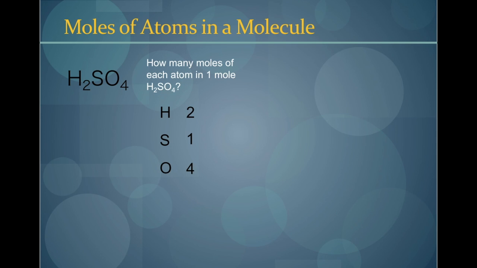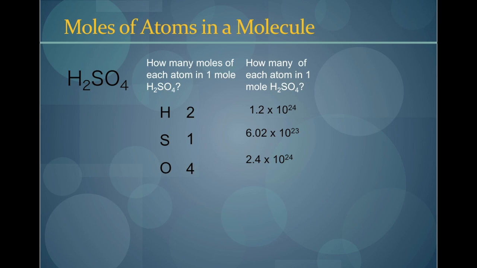All right, so the next question is how many of each kind of atom are in 1 mole? So again, we can use our conversion. So basically 6.02 times 10 to the 23rd, and multiply that times each of these numbers to figure out the number of atoms. So 2 times 6.02 times 10 to the 23rd, or Avogadro's number, is 1.2 times 10 to the 24th. And then for sulfur, there's just 1, so it is Avogadro's number. And then for oxygen, we multiply Avogadro's number times 4, so that's 2.4 times 10 to the 24th.